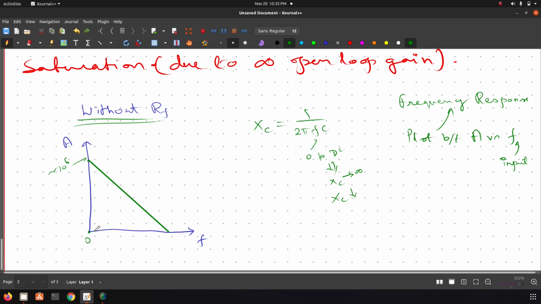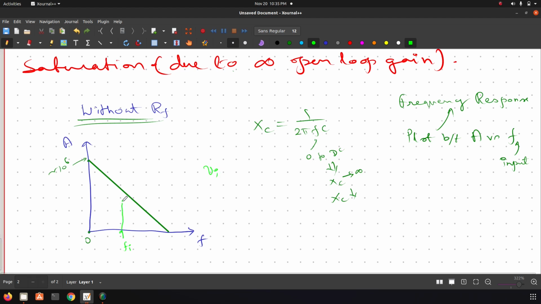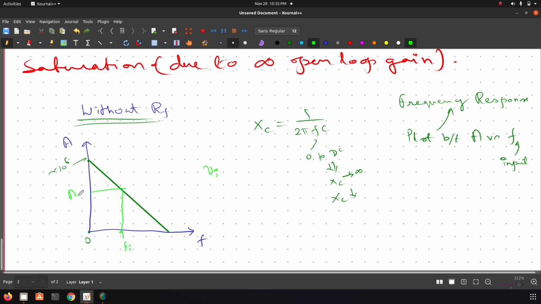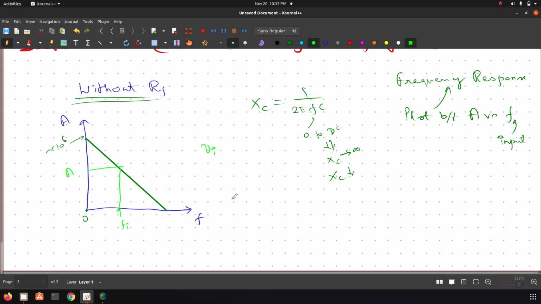So our integrator works worst without RF when the input frequency is low or at the DC level. But if our input frequency is somewhere here, suppose our input source frequency is somewhere here, then the op amp gain is not a very large value, and it will work properly.